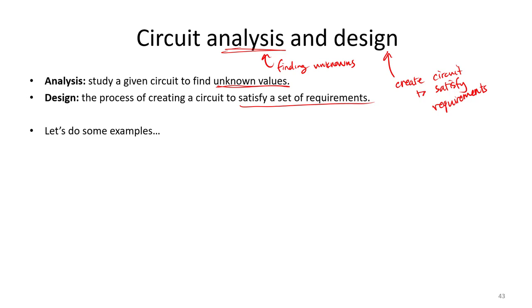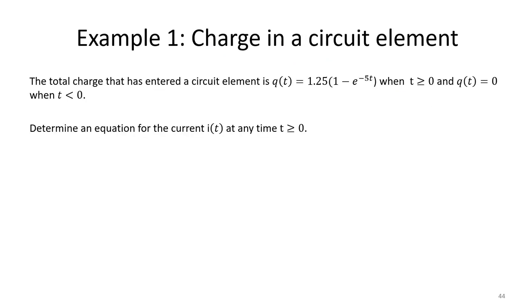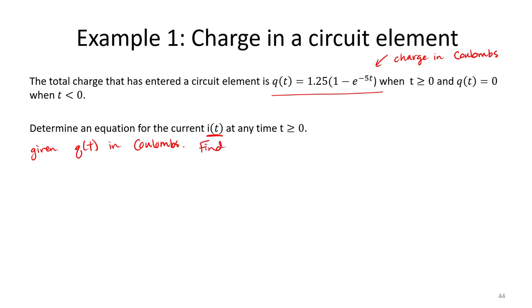So let's spend the rest of our time today doing a few examples. Let's start with example 1. And feel free to follow along on the reference handout if you have it available. So in example 1, we're being given the total charge in a circuit element. And so here, let's just assume this is charge in coulombs. So we're given charge in coulombs. And we want to find our current I of t. And in this case, let's find it in amperes.